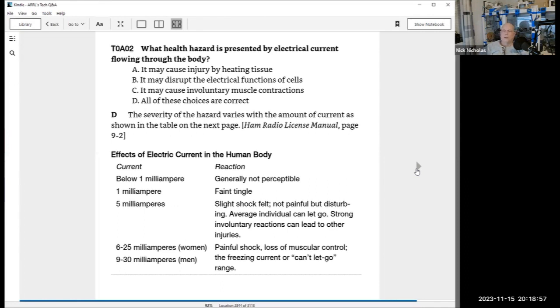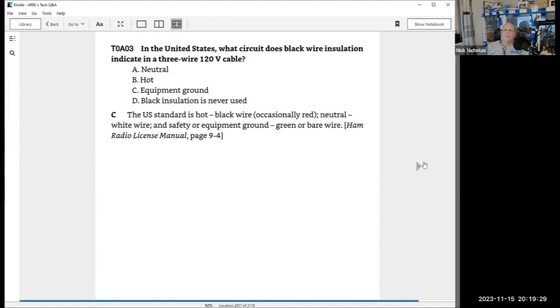What is a health hazard presented by electrical currents flowing through the body? The answer is every one of those. It can cause injury by heating tissue. It may disrupt the electrical functions of your cells, which includes your heart. It may cause involuntary muscle contraction, which includes your heart. All of the above are bad things to happen to your body. Don't let them happen. D is the answer here. And we'll move on. I covered this last session.